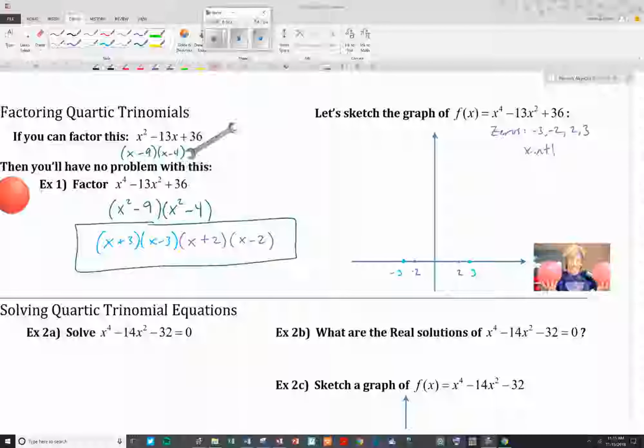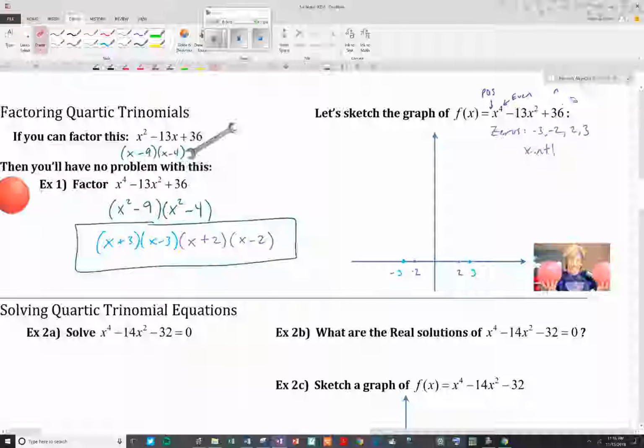And then to do this sketch, you need to think about end behavior. This is positive and it's quartic, or it's even. So since the leading coefficient is positive, and since this is even, our end behavior we know is going to look something like this. It's going to go up as we go left, and it's going to go up as we go right.